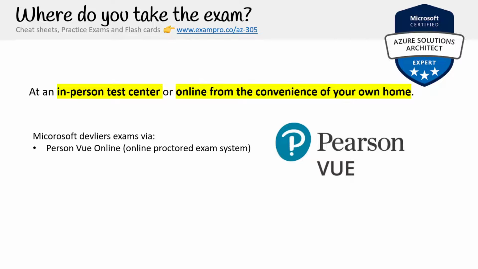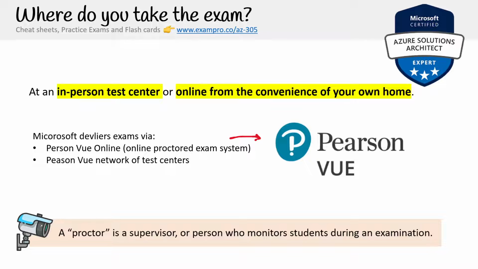So what we're talking about is Pearson VUE Online. This is the online product exam system. And then you have the Pearson VUE network of test centers. This is where you do it in person. The word proctor means a supervisor. So someone is going to monitor you during this exam.